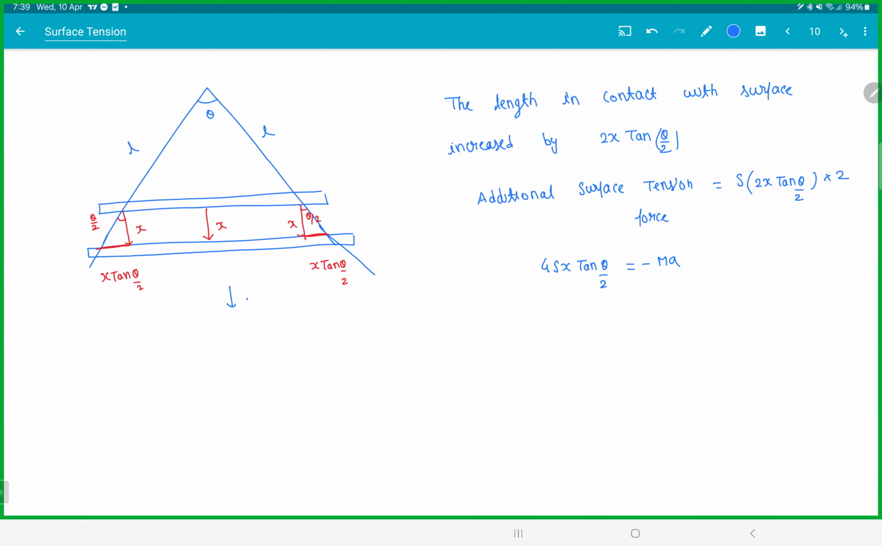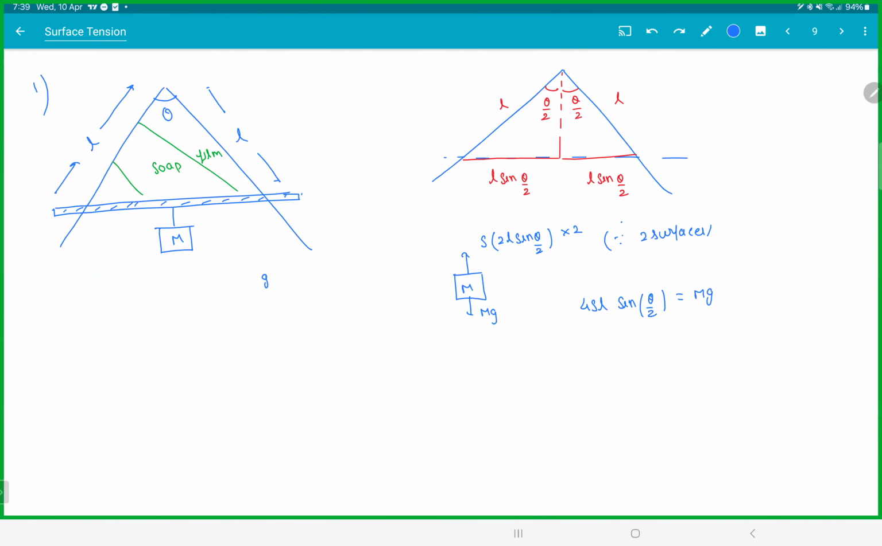We always choose acceleration in the direction of x. So we get A is equal to 4S by m tan theta by 2 into x. This is your omega square. So time period is 2 pi root over m by 4S tan theta by 2. But I already know the value of m: it is 4SL sine theta by 2 by g. You can substitute that.